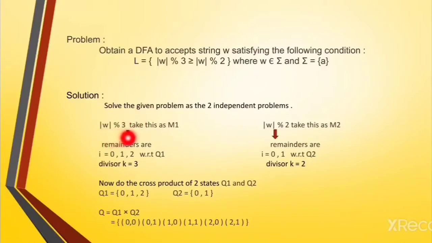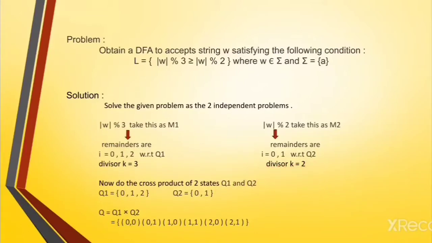For w mod 3 we get the remainders i equals 0, 1, 2. How do we get these remainders? Here the divisor is k equals 3, and we take remainders from 0 to k minus 1, that is 3 minus 1, which is 2. So i equals 0, 1, 2 are the remainders with respect to this machine. And for the M2 machine, the remainders we get are i equals 0, 1. Here the divisor is k equals 2.